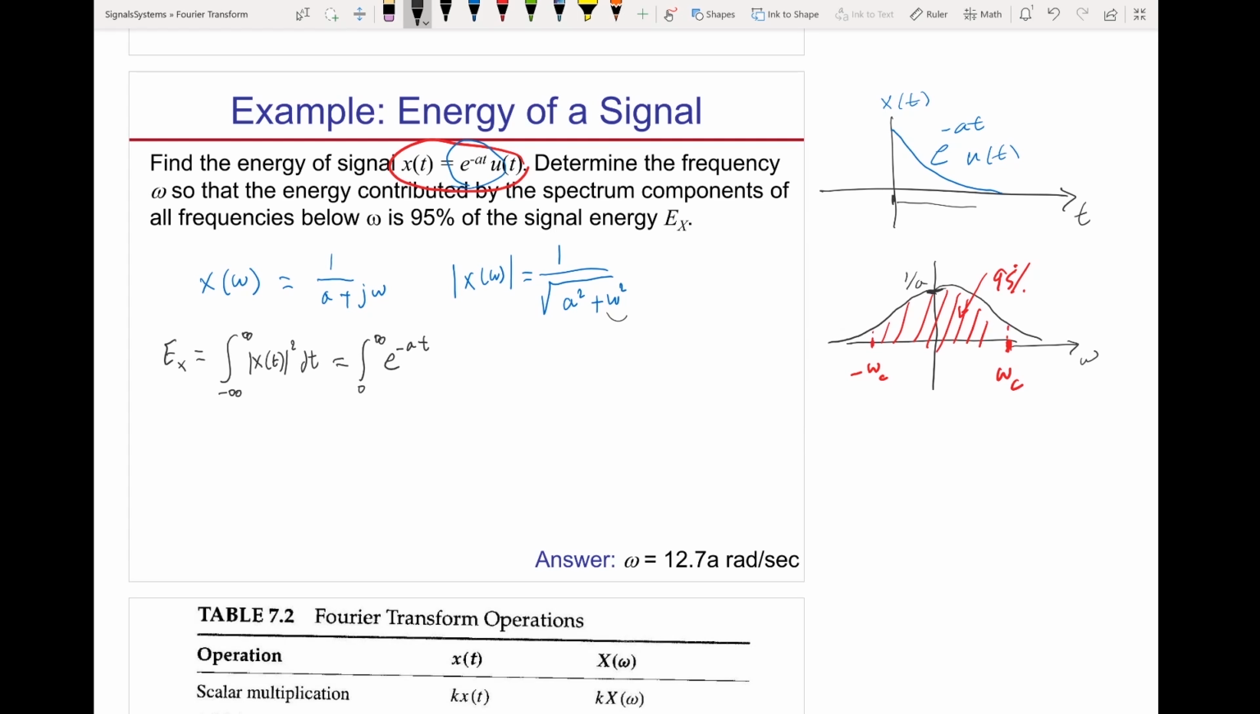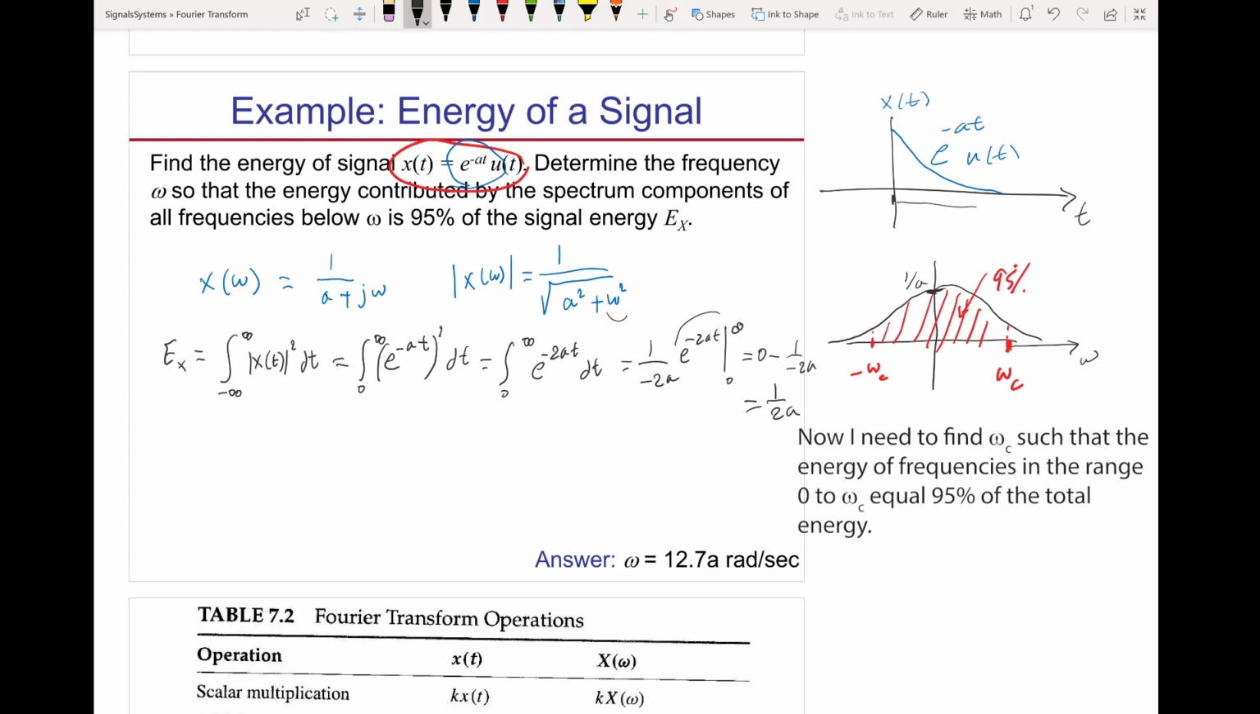You square it. So that is the integral from 0 to infinity of e to the minus 2at dt, and when you integrate this, you get 1 over minus 2a, from 0 to infinity. When t is infinity, this goes to 0. When t is 0, that goes to 1. It will be 0 minus 1 over minus 2a. So the total energy will be 1 over 2a. Okay, so we found the total energy E of x.